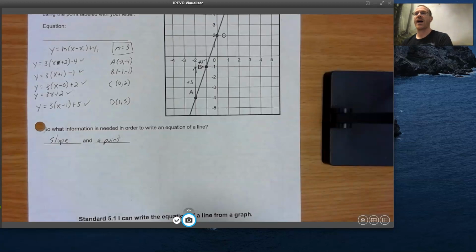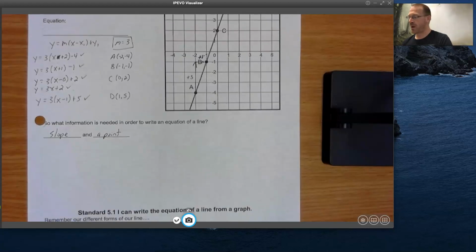All right, so when we graphed last time, we had to have a starting point. We had to have some point, right? So we had to know somewhere in the coordinate plane where to begin. And then we had to have the slope, or the rise over run, to tell us how to get to another point. Okay, so that's really all we have to have.